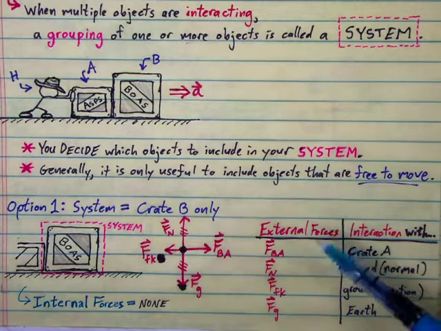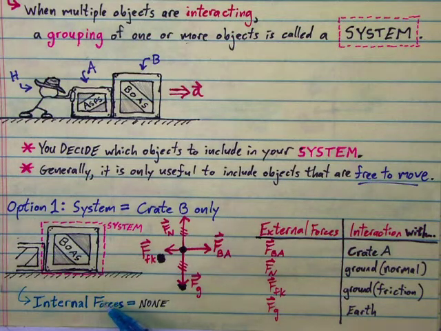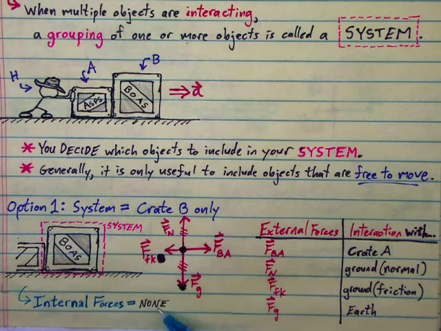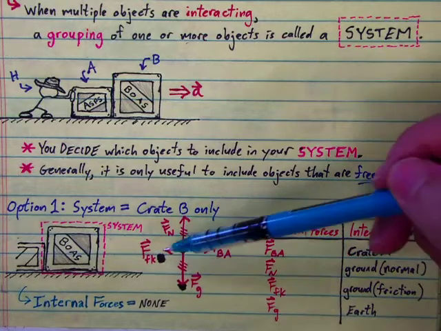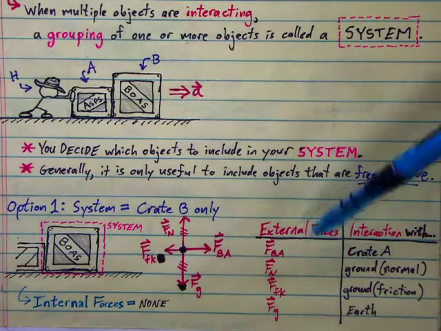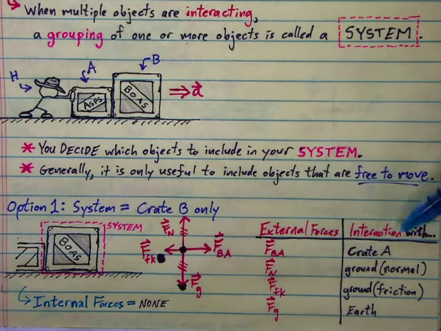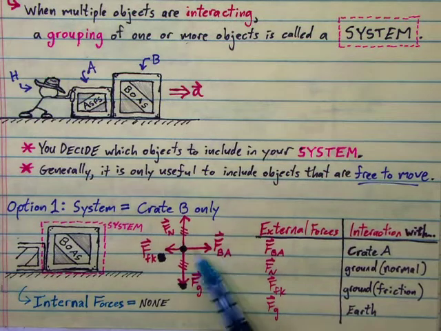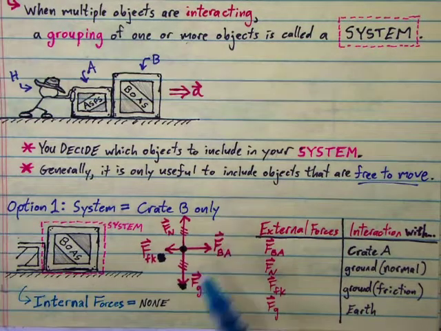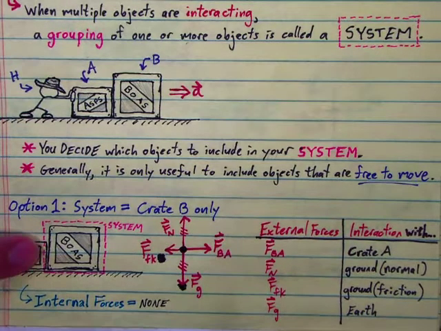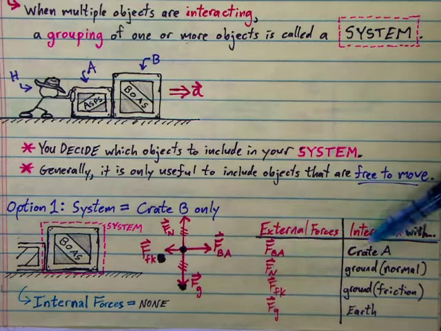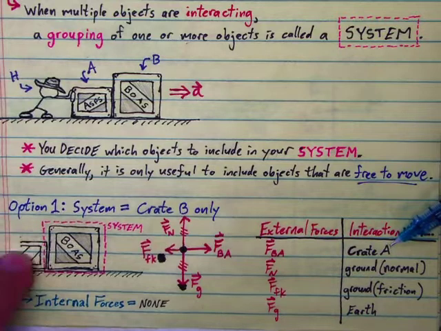The difference is that internal forces are due to interactions with things inside the system. In this case, there are none, because all 4 of these forces are due to interactions between the crate of boas and objects that are outside the system. This force on B due to A, that's the force from the crate of asps pushing the crate of boas to the right. That's that force right there. That's an interaction with crate A, which is outside the system.